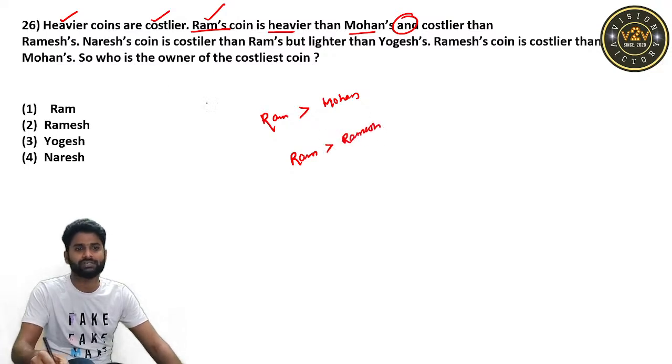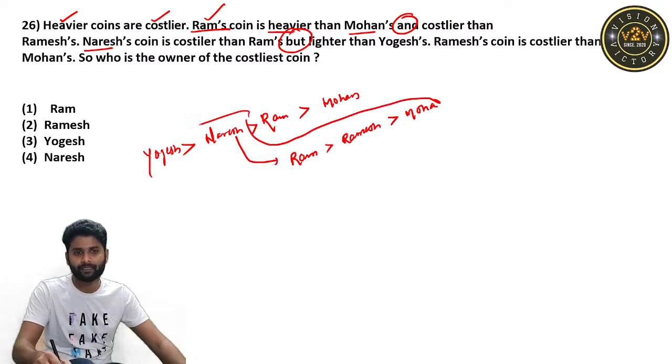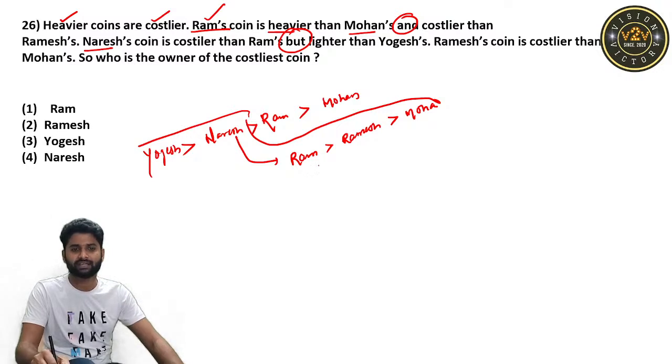Heavier and costlier. Naresh's coin is costlier than Ram's. So Naresh is costlier than Ram. But then they are talking about Naresh: Naresh is lighter than Yogesh. Naresh is lighter means Yogesh is greater. Ramesh's coins are costlier than Mohan's. So you can take these conditions and continue in this way: Yogesh greater than Naresh, Naresh greater than Ram, Ram greater than Ramesh, Ramesh greater than Mohan.